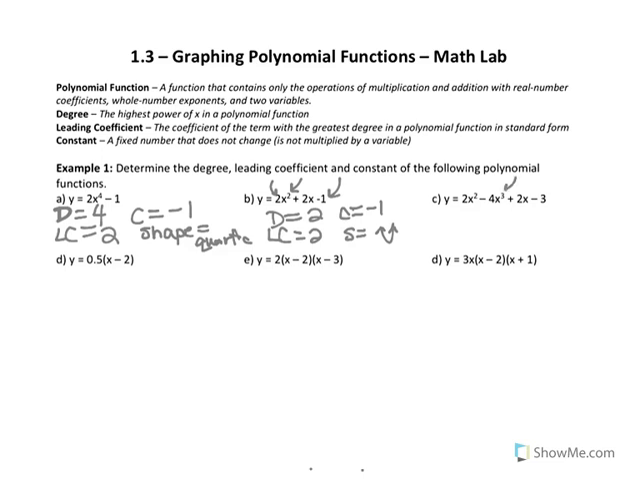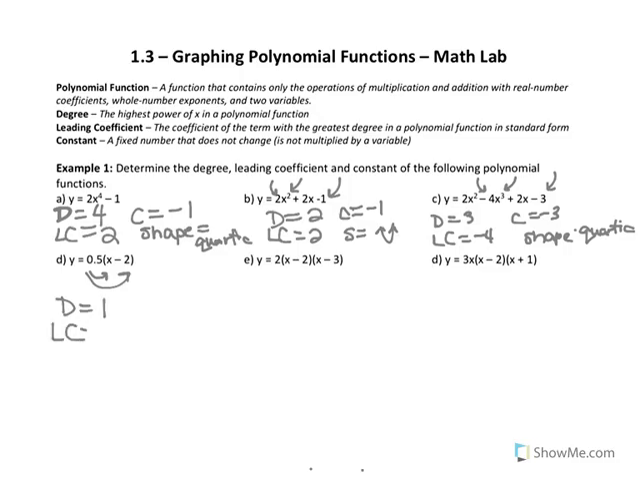Okay, the next one, the degree is 3 because it is the highest number. The leading coefficient is -4. The constant is -3. And then the shape is cubic. Okay, next one. Even when I distribute this 0.5, my degree is still 1. My leading coefficient is 0.5, and my constant would be -1. So 0.5 times -2. The shape is a line. It's linear.